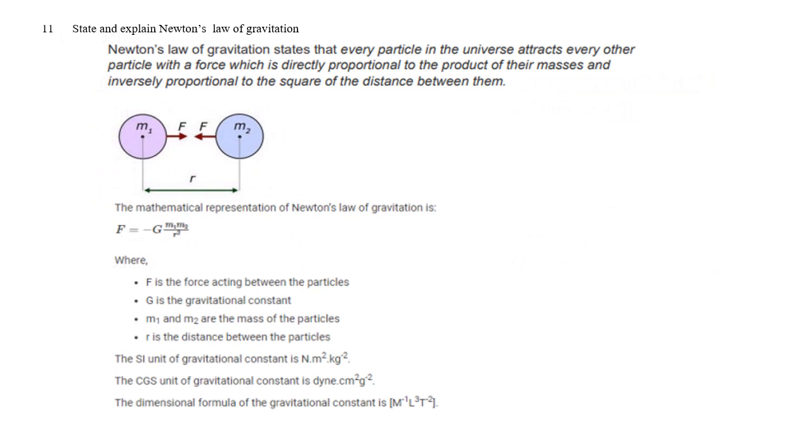Question 11. State and explain Newton's law of gravitation. Newton's law of universal gravitation states that every particle in the universe attracts every other particle with a force that is directly proportional to the product of their masses and inversely proportional to the square of the distance between their centers.